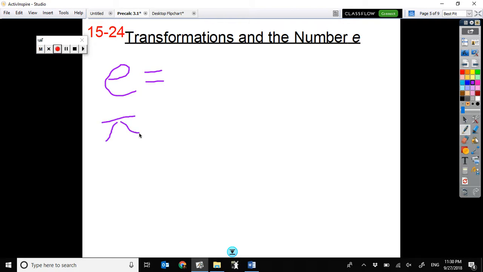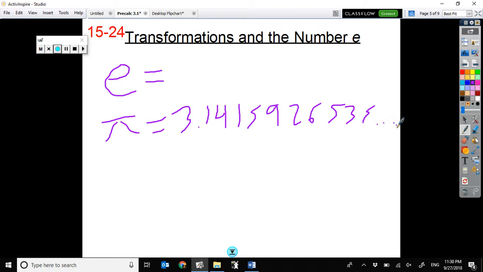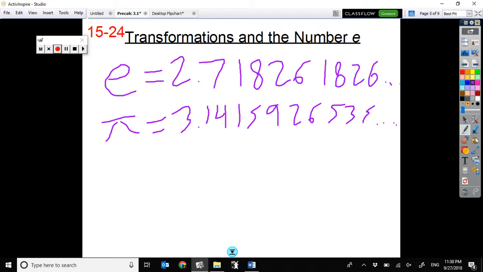We know that pi is 3.141592653. E is just a number, just like pi's a number. It is 2.7182261826... And I tried doing this from memory, so I may have made a mistake in there. But anyway, e is just a number. It's 2.7... It keeps going forever, just like pi. So when I see e, just think 2.7.